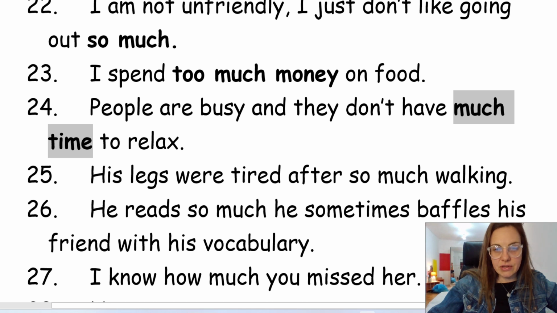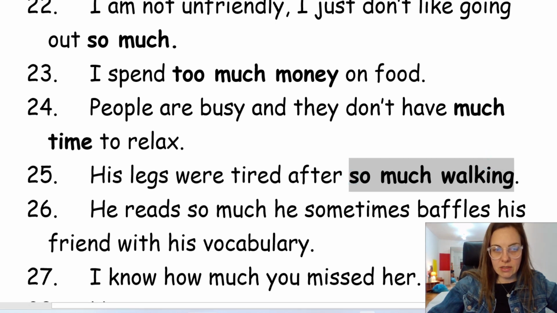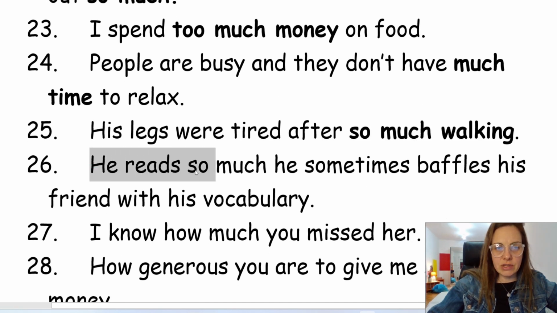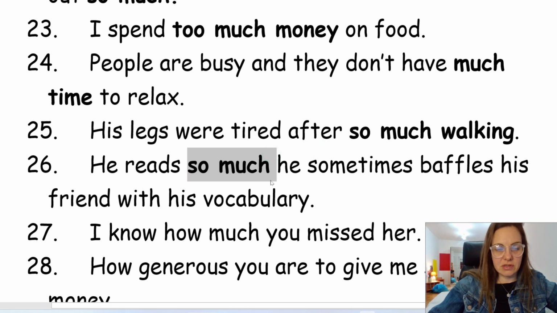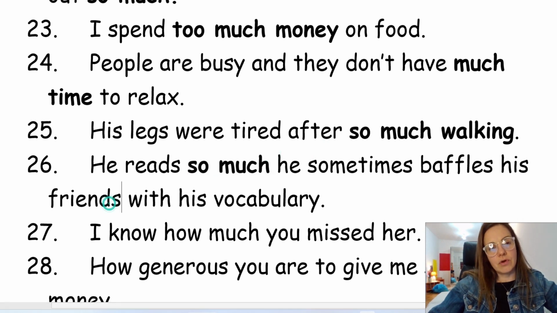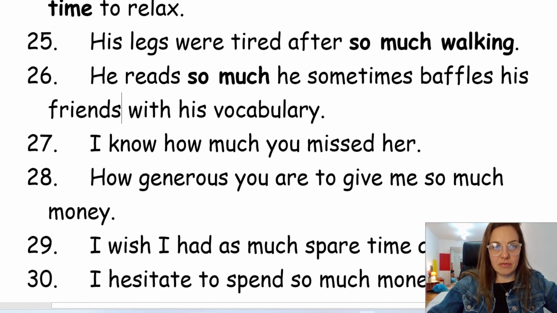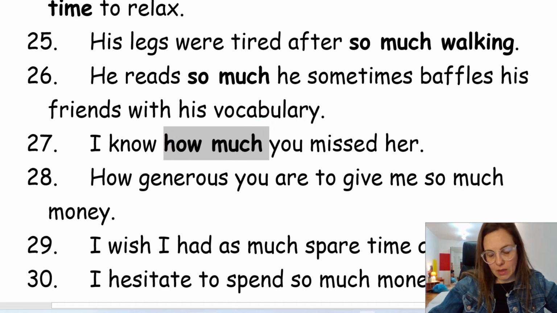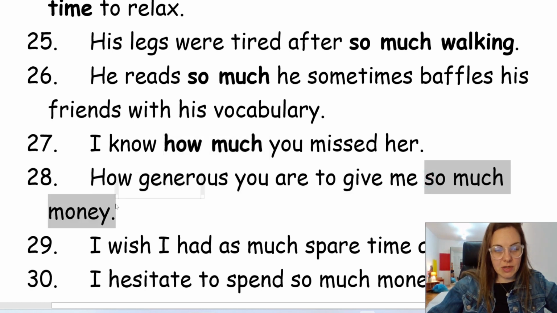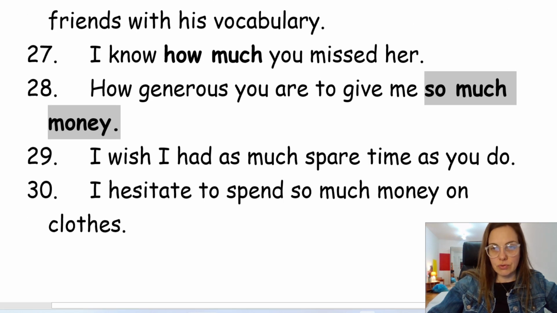His legs were tired after so much walking. He reads so much that he sometimes baffles his friends with his vocabulary. So he surprises them. I know how much you missed her. You missed her a lot. How generous you are to give me so much money.